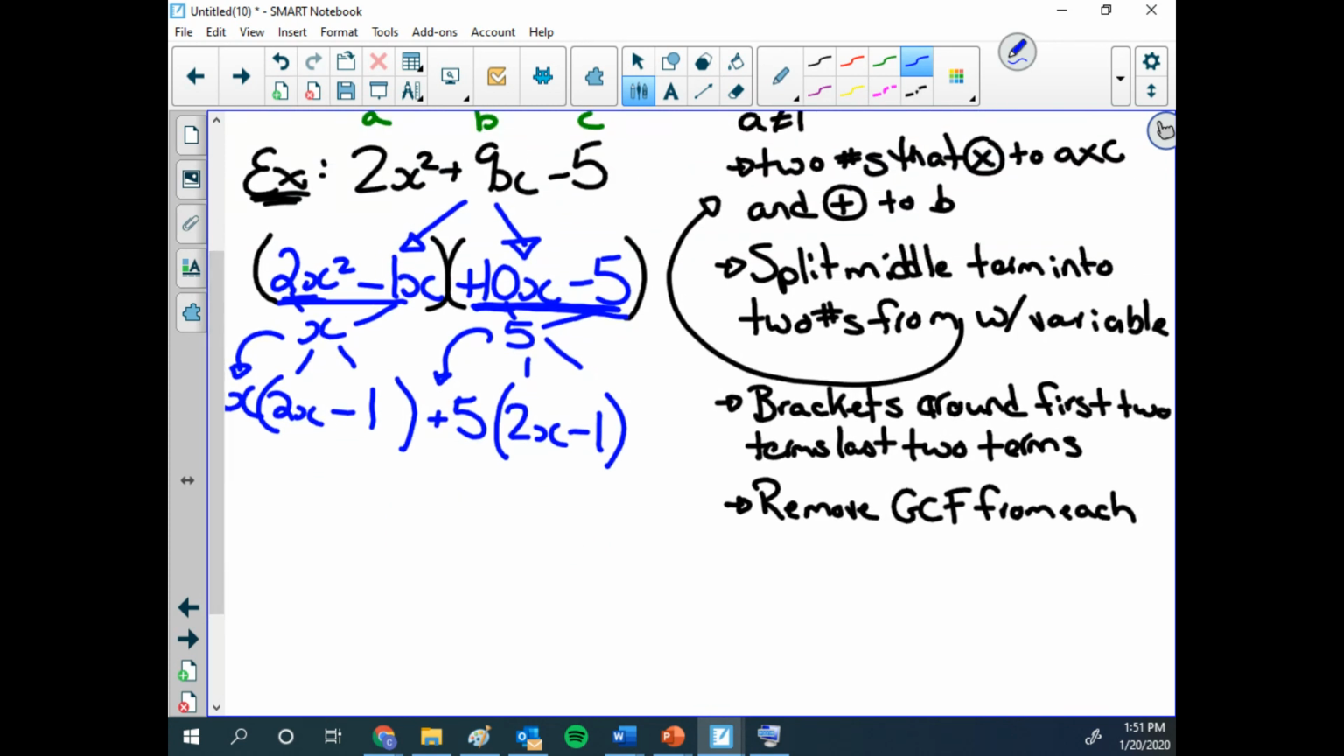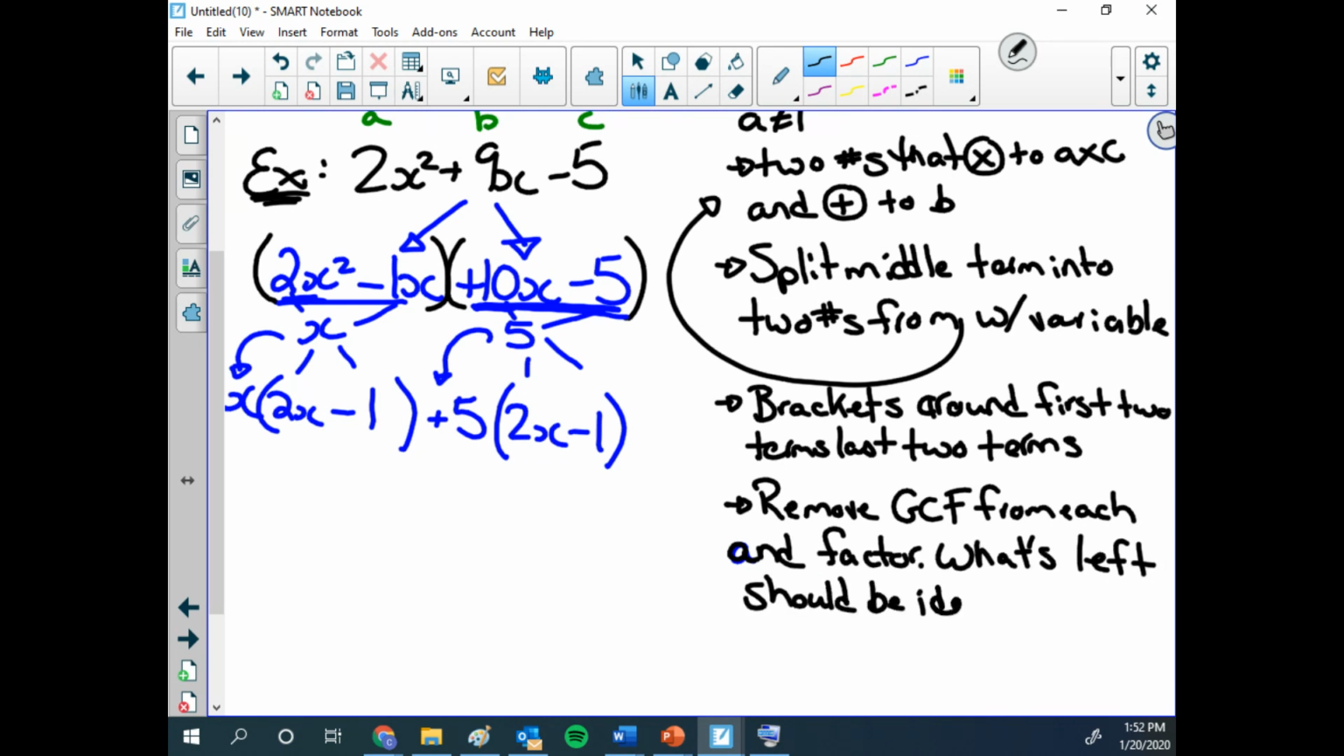So remove the GCF from each, and factor. What's left should be identical. So what's left, in brackets, should be identical. If I would have taken out a minus 5, like you were saying, then I would have had a negative 2x plus 1, and then those wouldn't have been identical. So yeah, if this was negative, then I will take out a negative term. But that's not what happened there, so I didn't need to.